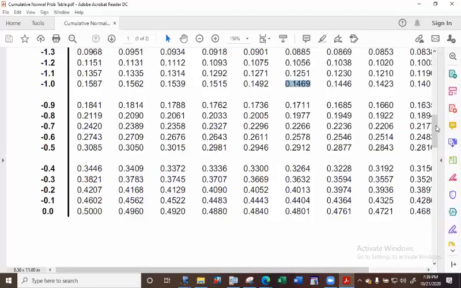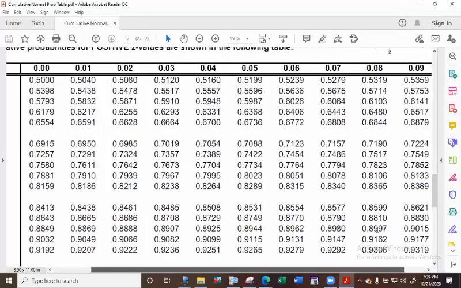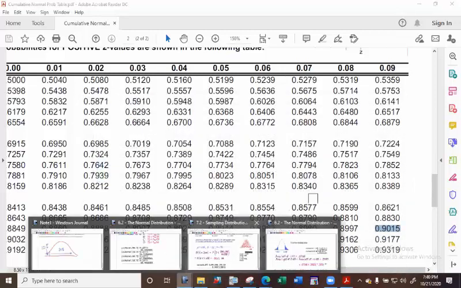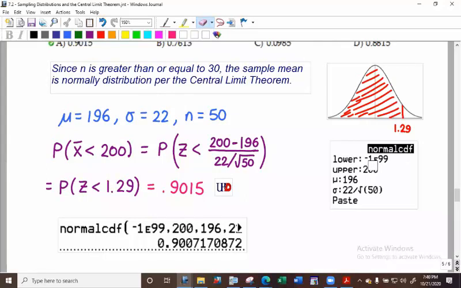There it is, 0.9015. In the calculator it's easy enough, there it is over there to the right. It's all about doing that 22 divided by the root. Since it's less than, that means you'll start with negative infinity. So anytime you have less than, it's negative infinity. Your upper will be 200. 196 was the mean, and standard deviation is 22 divided by the square root of 50.